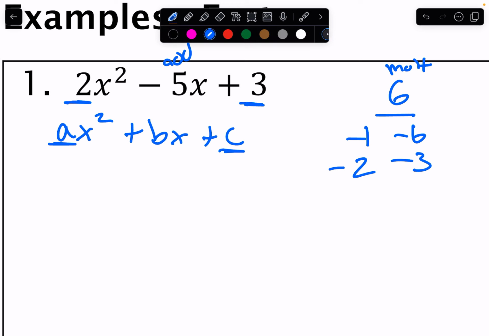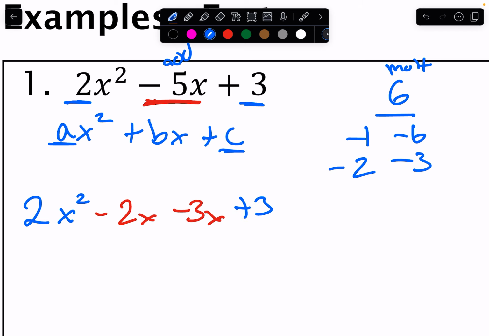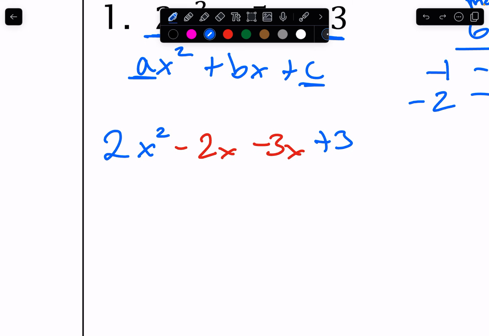So what we're going to do now is rewrite the -5 using my two magic numbers. We write the rest of the quadratic the same, but -5x needs to be rewritten using -2 and -3. So we've got 2x squared, and instead of -5x, I'm going to do -2x minus 3x, and then I add my 3 on the end. One important thing to point out is the order of these two numbers doesn't matter in the middle. You will end up with the same final answer if you do everything correctly. So just keep that in mind.